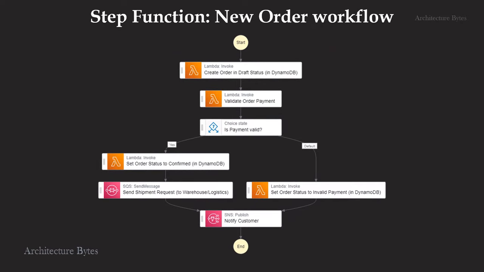This is the new order AWS Step Function. It is made up of various Lambda functions, SQS, and SNS integrations. At the first step, the order is created in DynamoDB in draft status. Next, order payment is validated. If the payment is invalid, the order is marked with invalid payment status. If the payment is valid, order status is changed to confirmed, and then an order shipment request is sent via SNS to warehouse and logistics systems. As a last step, the customer is notified about the current order status.